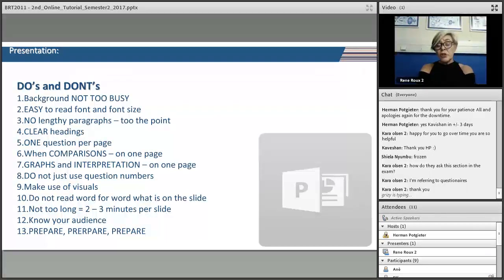Now, the do's. Make sure that your slides are not too busy, that they're easy to read, the font and the font size. No lengthy paragraphs. People don't want to read. It's not a report. Clear headings. One question per page. If you do comparisons, do the comparisons on one page. If there's an interpretation, on the same page. Do not use question numbers. People don't know what the question numbers are. They will not have the questionnaire in front of them. Make use of visuals. When you present, do not read word for word. Make sure that you understand the story. 2 to 3 minutes per slide. Know your audience and always prepare.